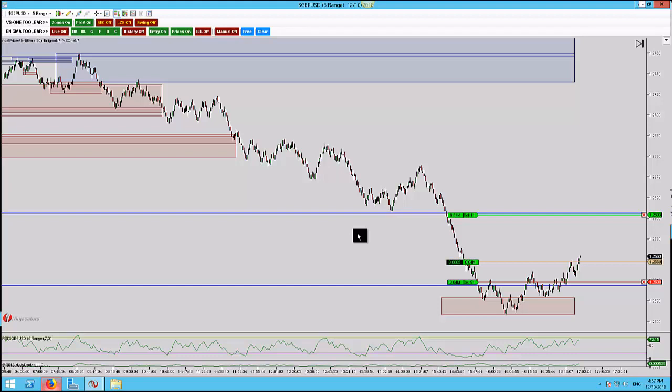We're here on the pound dollar. This is the 5 range, and we have a head and shoulders that's set up. We actually had a few head and shoulders. We had a beauty on the pound Aussie, 80 pips of reward there.